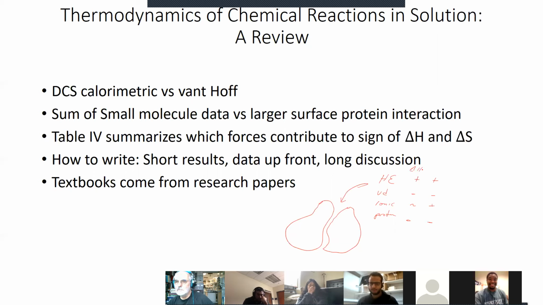And I'm making the enthalpy entropy table here. It depends on how many of these interactions of various types that will determine the overall free energy for the reaction. Okay, and so what this table here is saying is the sum of the small molecule data reflects the fact that larger surfaces interact between proteins, and it's the sum of all of these interactions that contribute. And this is summarized in that table 4.